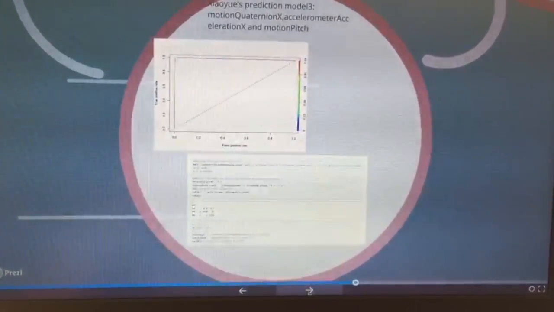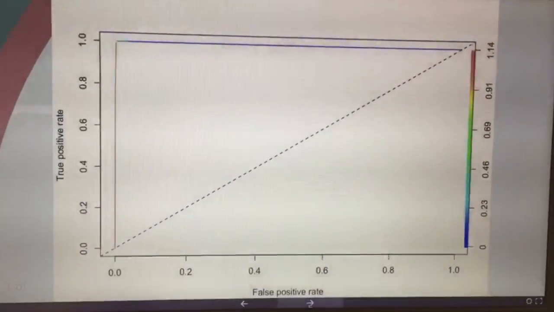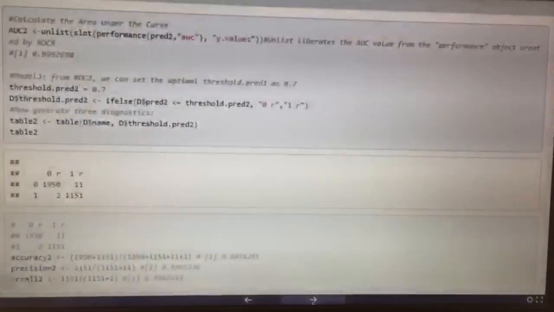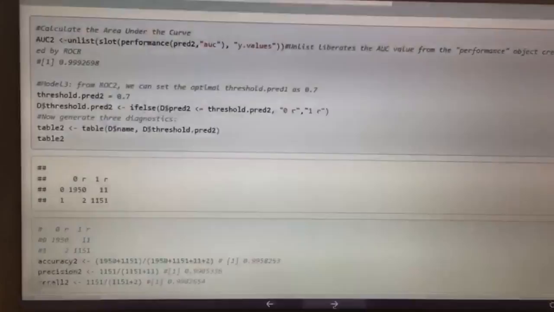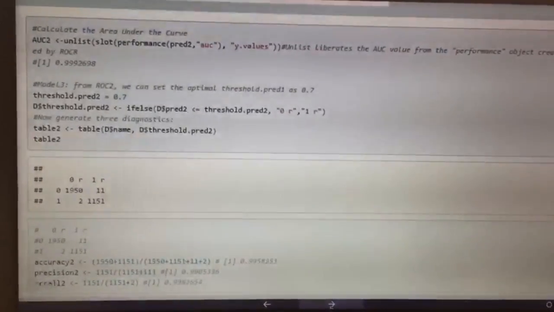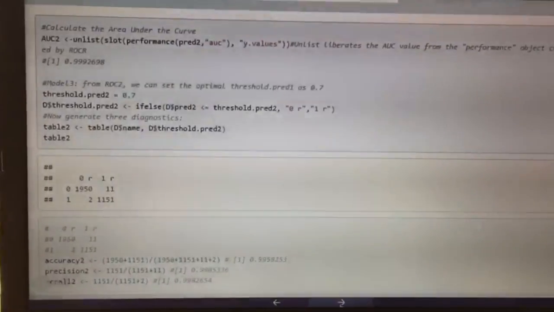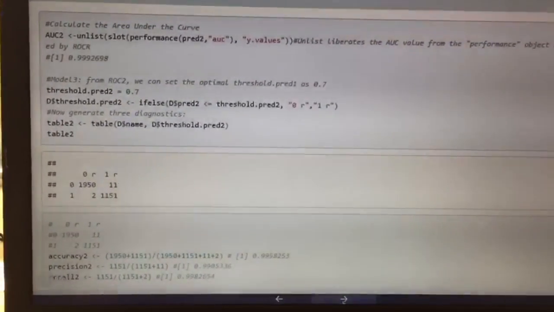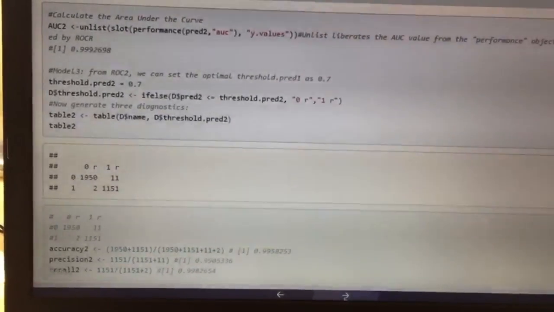So this is the ROC curve. We can see this is pretty similar to the previous one. We can get the area under the curve is 0.999 something, pretty high. And at a threshold equal to 0.7, we can get accuracy that is pretty high, and precision and recall are both pretty high.